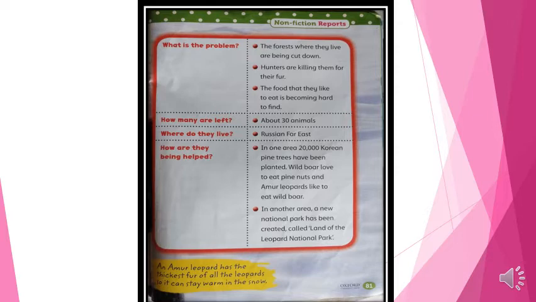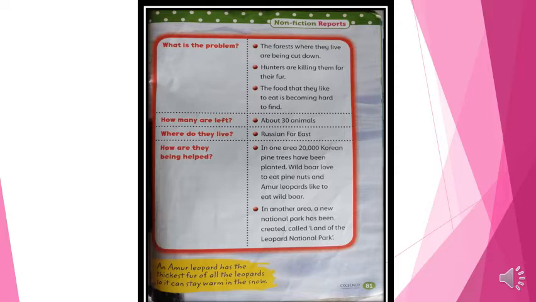Come to the third reason for their extinction. The food that they like to eat is becoming hard to find. And you know what is their favorite food? We have read it before. Yes, they love to eat wild boar. So there are not many wild boar left. That's why they have no food to eat, and they are becoming extinct for this reason as well.